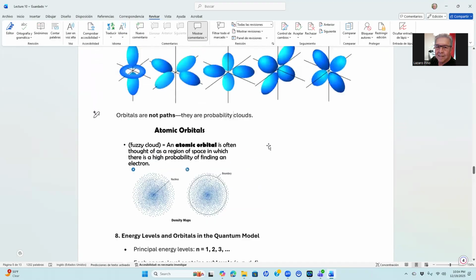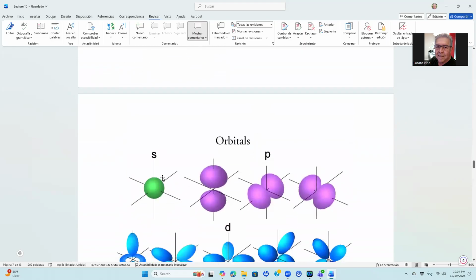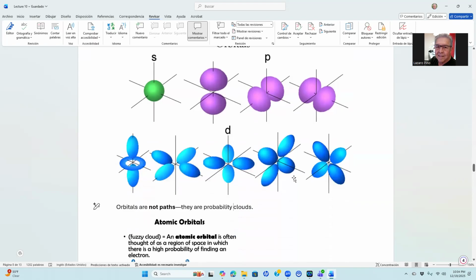Okay, let me stop in here. Here you can see the representation of the orbitals. Here you can see the s orbital that is like a sphere, and here you have the p orbitals that are helicoidal in the 3 axes, y, x, and z. And the d orbitals that are more complicated, as you can see, and there are 5 types of orbitals.